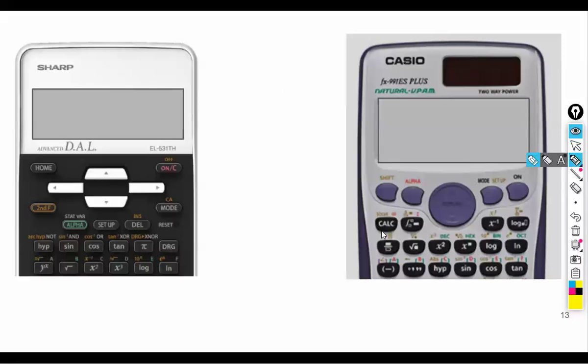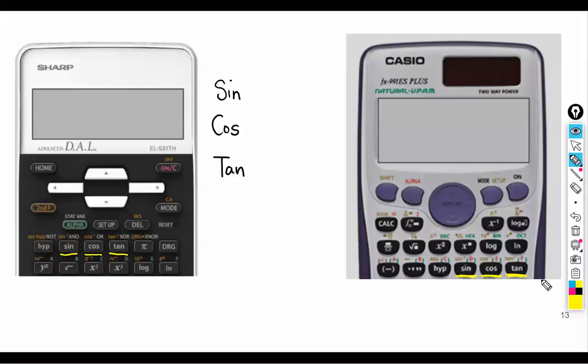Today's topic is going to be dealing with three buttons: the sine button, the cosine button, and the tan button. On both calculators here, you will see I'm underlining it, sine, cosine, and tan. They're very easy to spot. And on the Casio calculators, they're very easy to spot too. Sine, cosine, and tan. So I'm underlining it here.